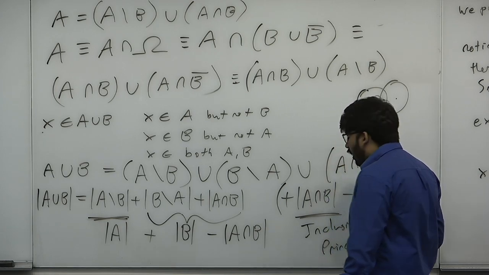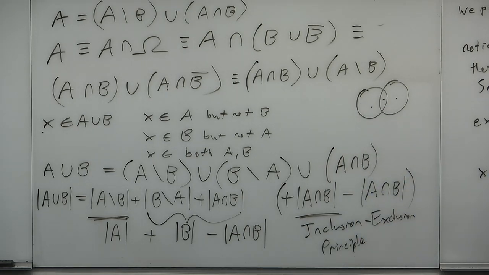It shows up often in many domains. When we learn about more advanced proof techniques, we'll show how to do it for arbitrarily many sets, like 27 sets. For two sets, it's quite easy, but for several sets, it's a little more involved. Any questions on inclusion-exclusion?